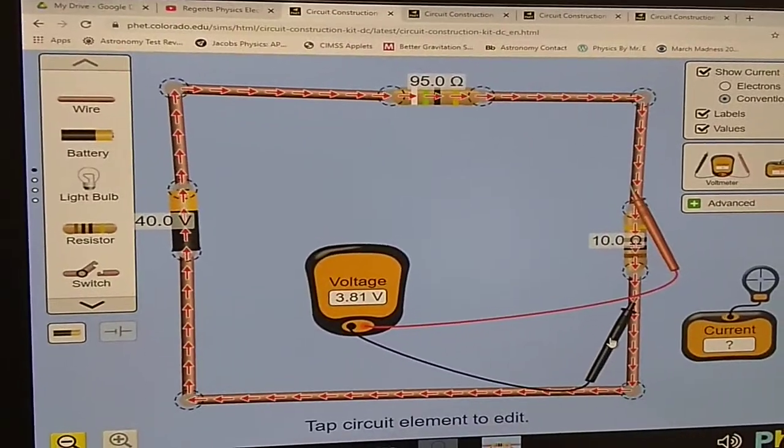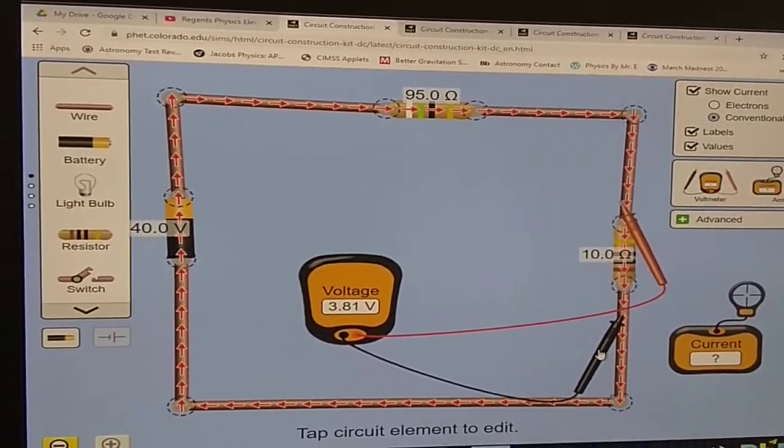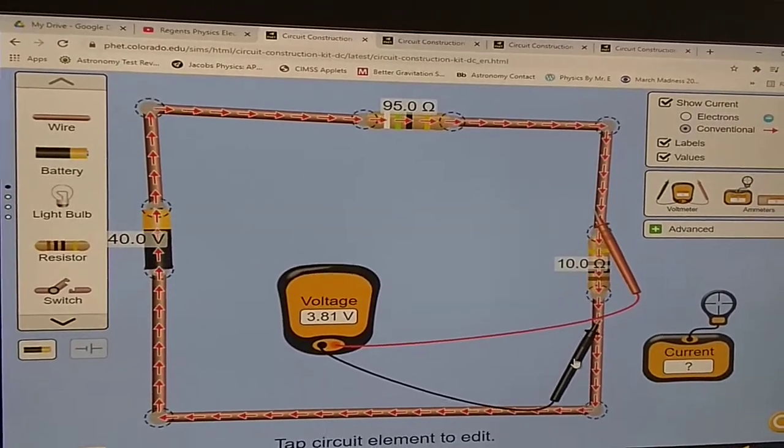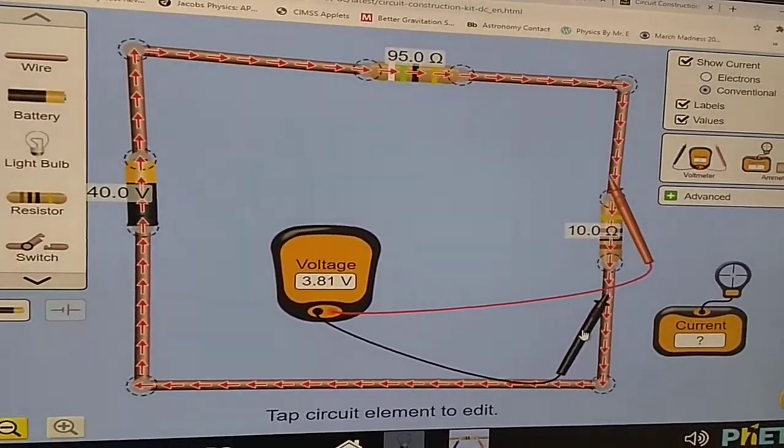Okay, so that rule works no matter what the individual resistances are, no matter what the total voltage is. The sum of the voltage drops in the circuit, in one path of the circuit, must equal the voltage gain of the battery.